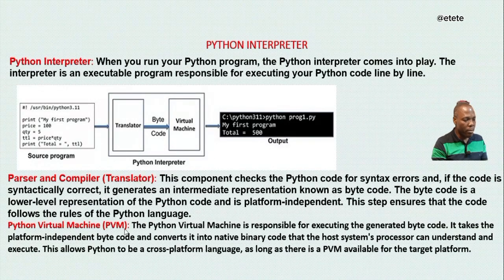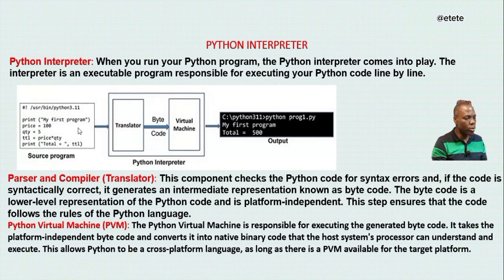Now, the Python virtual machine, which is this second part, is responsible for executing the generated bytecode. It takes the platform-independent bytecode and converts it into native binary code that the host system's processor can understand and execute. This allows Python to be a cross-platform language, as long as there is a PVM available for the target platform. So you have the Python interpreter, which interprets the Python language into bytecode, and then the hardware will be able to execute it. That is what I want to show you.